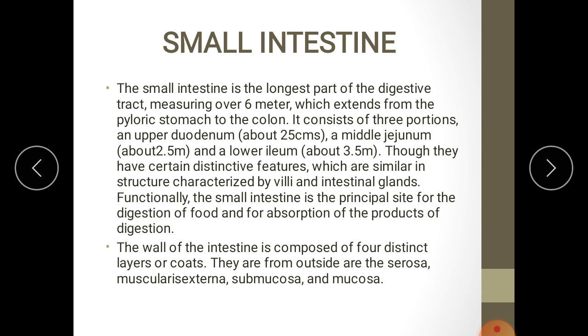Okay. So the small intestine is the principal site for the digestion of food and for absorption of the products of the digestion. Wall of the intestine is composed of 4 distinct layers or coats. We have already studied the 4 layers present in the wall of stomach. Same type of layers are also present in the small intestine. How many layers? 4 layers. From outside they are the serosa, first layer. Second one is muscularis externa. Third one is submucosa, and fourth one is mucosa.